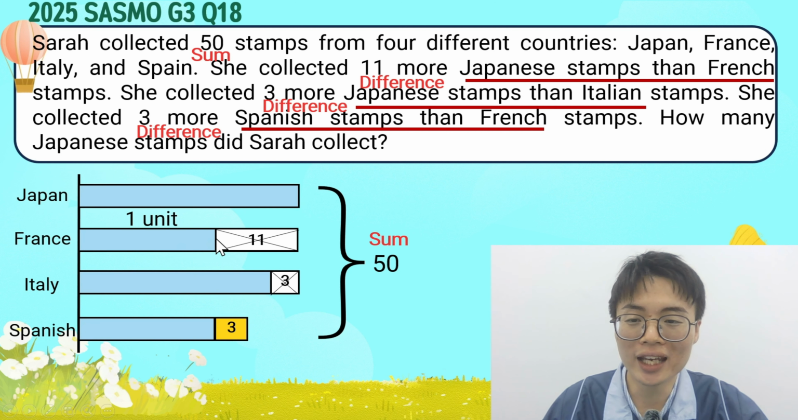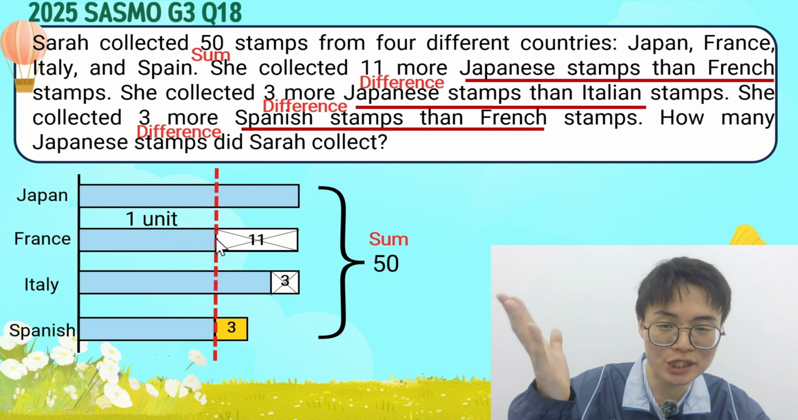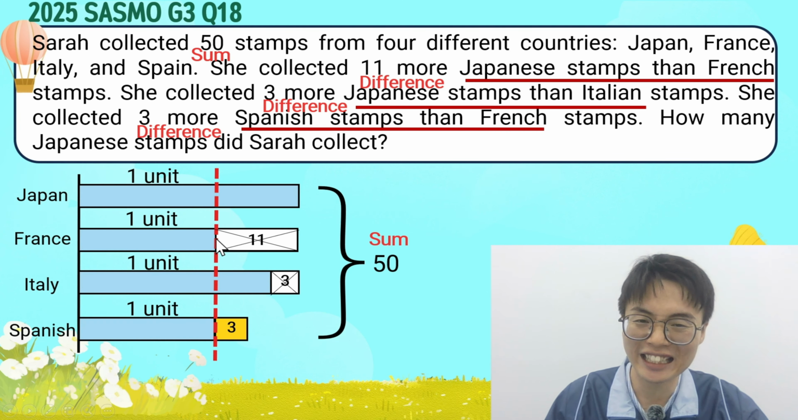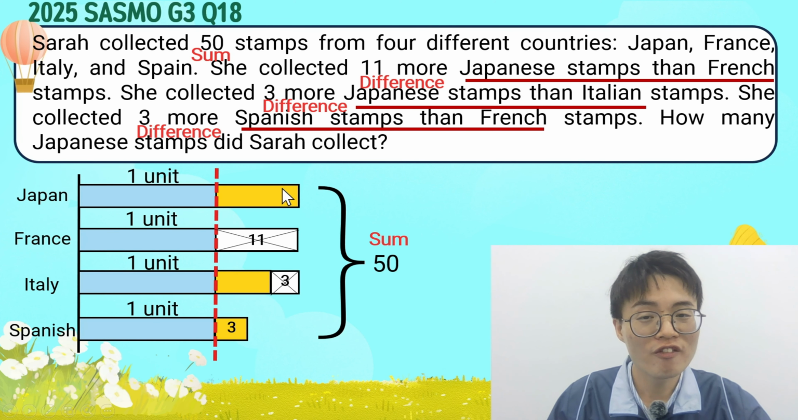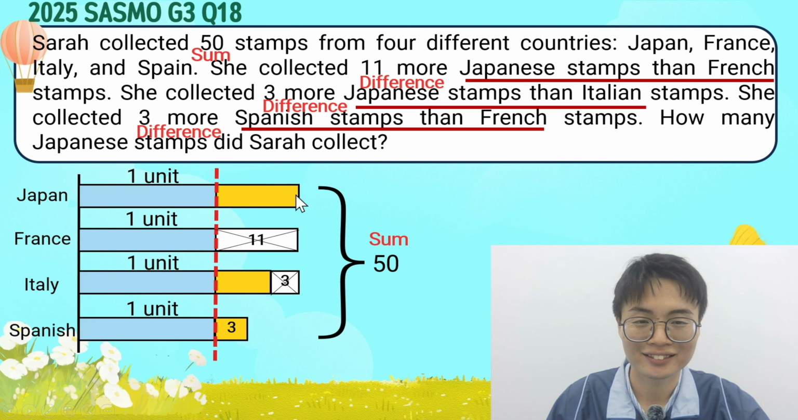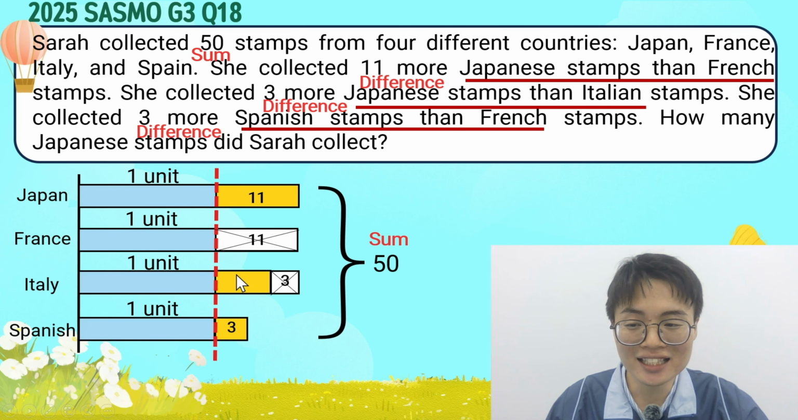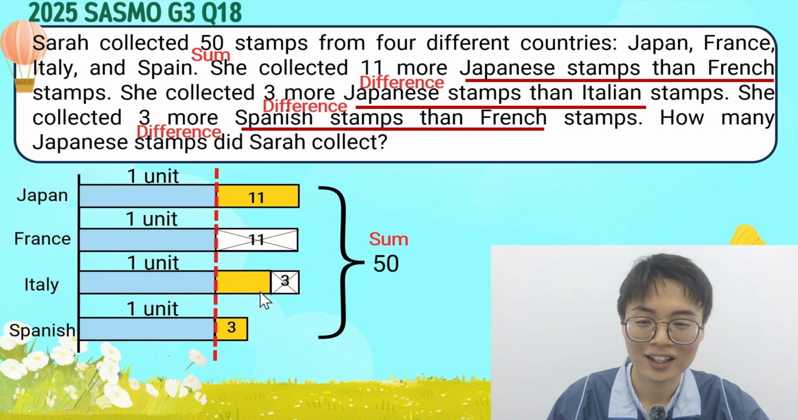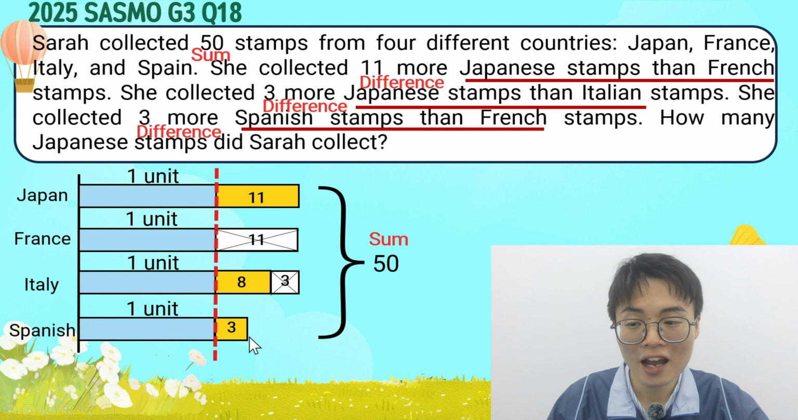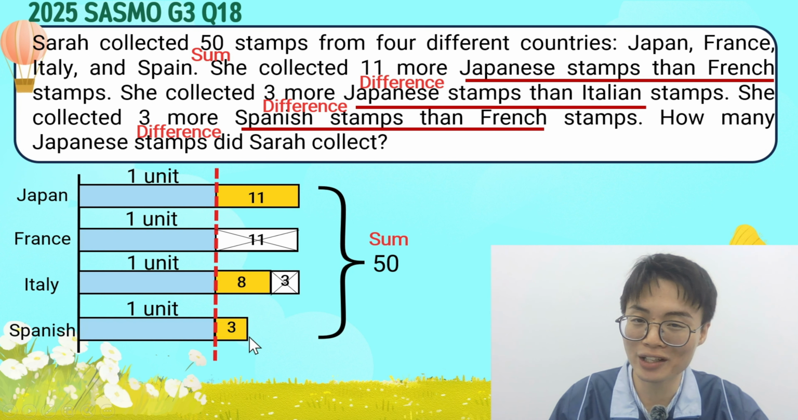And next, we can use this red dotted line to divide each block, so we can get 1 unit in each country. And next, we need to remove the extra part one by one. For Japan, what is the extra part? It's 11. And next, for Italy, what is the extra part? We should use 11 minus 3, then we can get 8 here. And finally, for Spanish, we already know the extra part is 3.